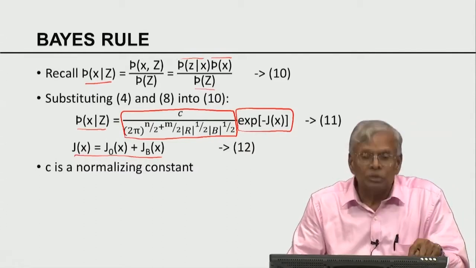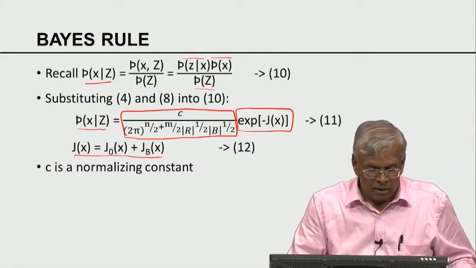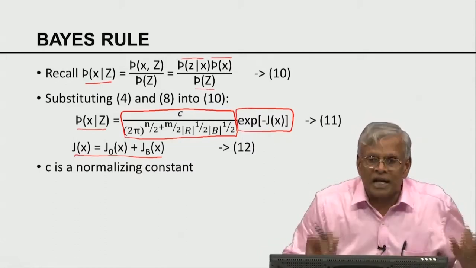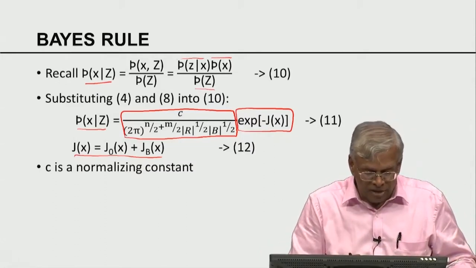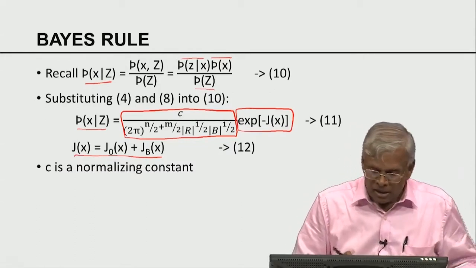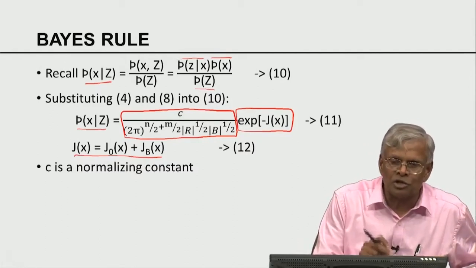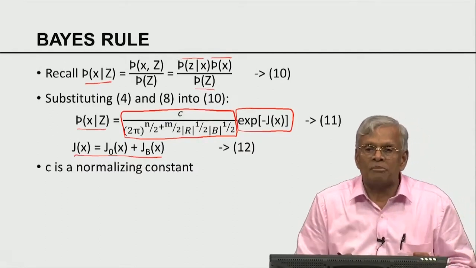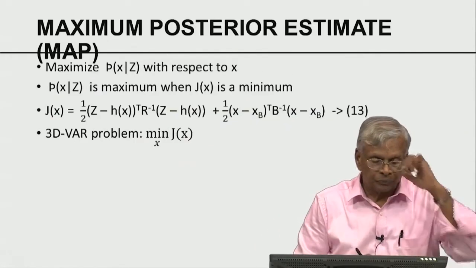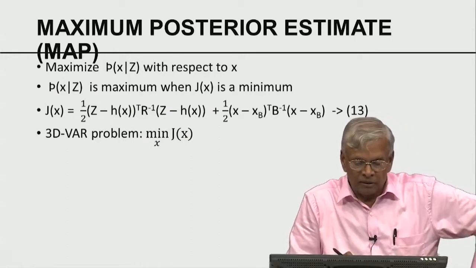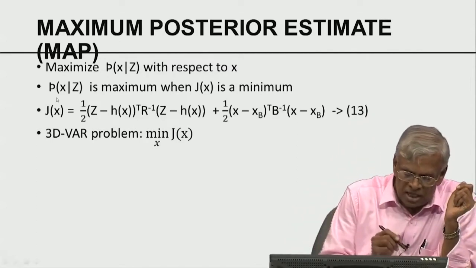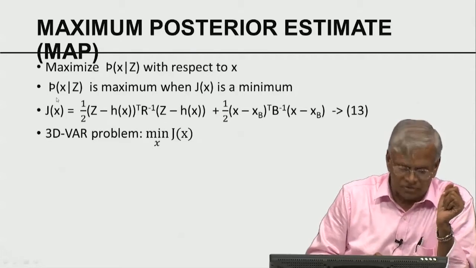So, I would like to be able to minimize appropriate quantities given this setup. That is the optimization problem of interest. So, I hope the expressions 11 and 12 are very clear. Now 12, what is 12? I want to draw your attention to 12. 12 is simply the sum of two quadratic forms, J_O arising from observation, J_B arising out of background. So I would like to be able to maximize P of x given z with respect to x. That means I want to find the location where P of x given z is maximum.